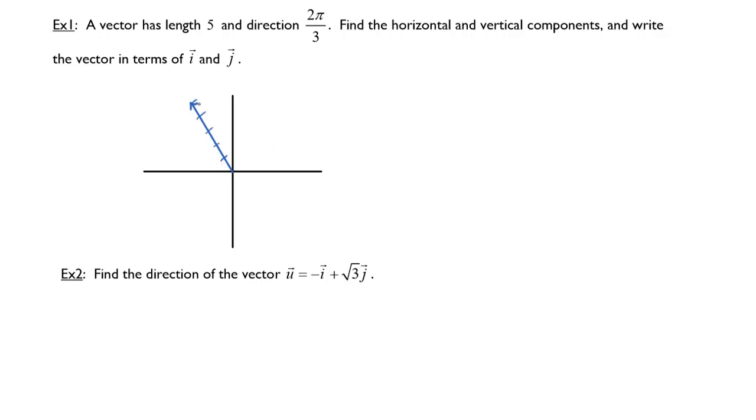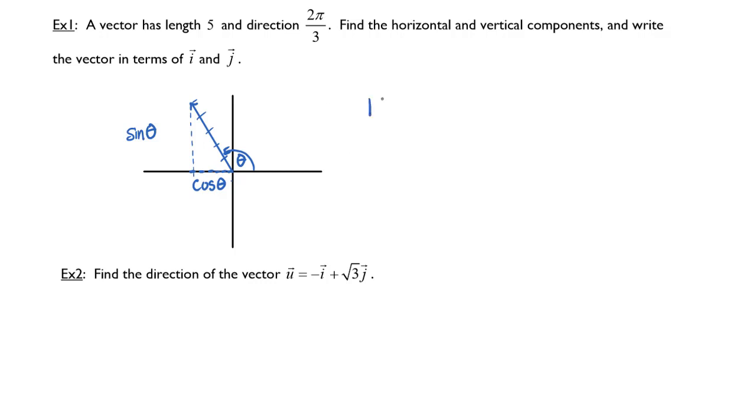If we find the horizontal and vertical components and write the vector in terms of i and j, we first need to think about how we could represent the height and the horizontal displacement as well. The height is going to be sine of theta, and the horizontal shift will be cosine of theta. Since 2 pi over 3 is in the second quadrant for an angle theta, we will have to keep track of that as well.